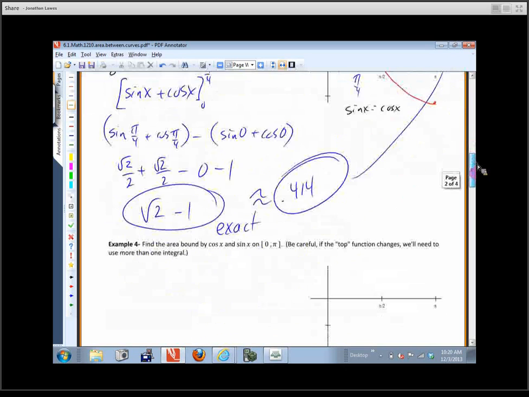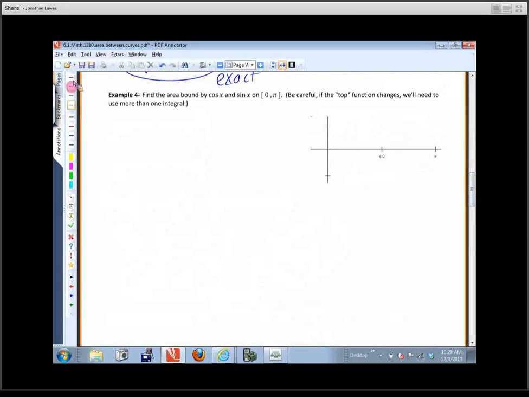Okay, let's take a look at the next one. Notice that the functions are the same, but the interval is different. So the area bounded by the cosine of x, the sine of x, on this interval. So again, I'm going to do the cosine in red and the sine in blue. So the cosine starts up here, down here, and like this. So we've got something like this. And then the sine starts here, up to here, and then down to there. So here's what the sine looks like. We want the area bound between the two of these, between 0 and pi.